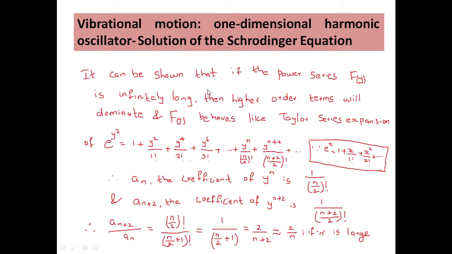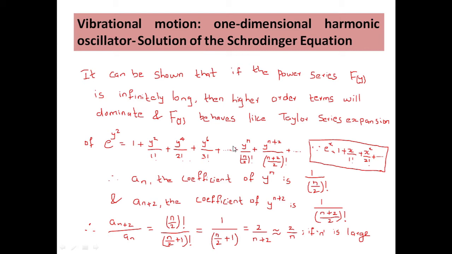Now, it can be shown that if the power series f of y is infinitely long, then the higher order terms will dominate. And f of y then behaves like a Taylor series expansion of e raised to y squared. That is, if we treat f of y as a power series, only its higher order terms will survive. If so, f of y will behave like a Taylor series expansion of e raised to y squared.